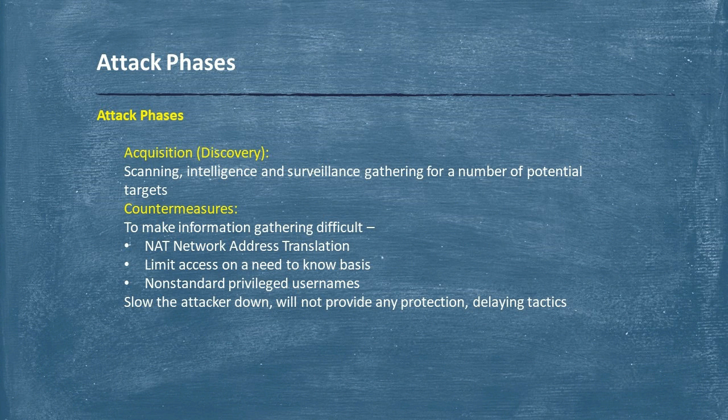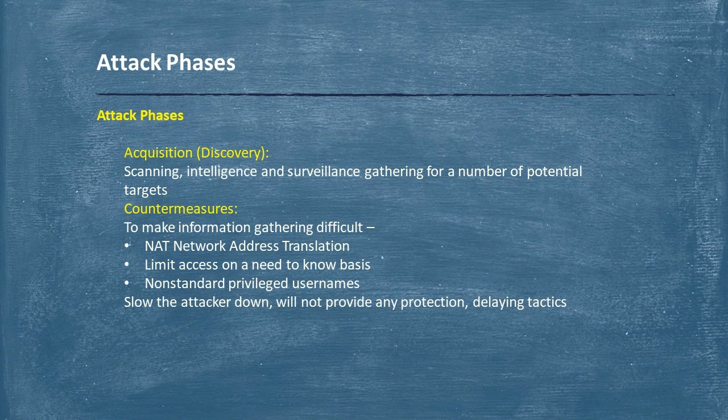The second one is to limit access only on a need to know basis. This principle is applicable everywhere. Whatever is needed, only provide that much access, nothing more. Non-standard privileged usernames can also be used. If it is standard, for example DBA, then one can easily guess it is a DBA user ID. So instead, non-standard privileged names can be used.